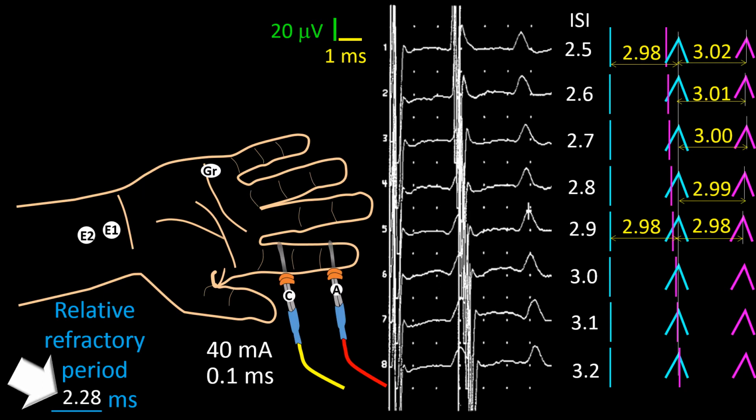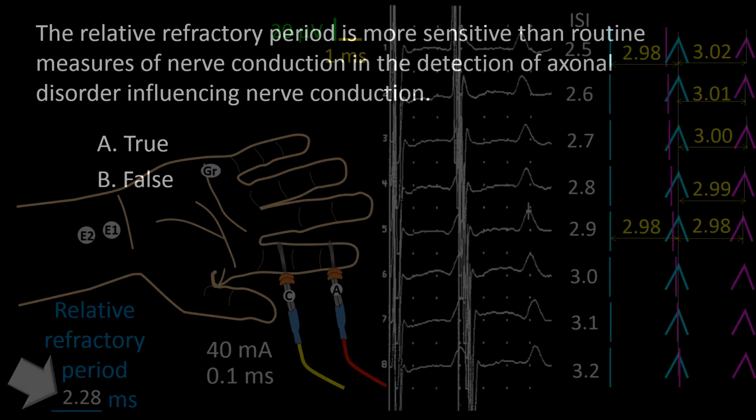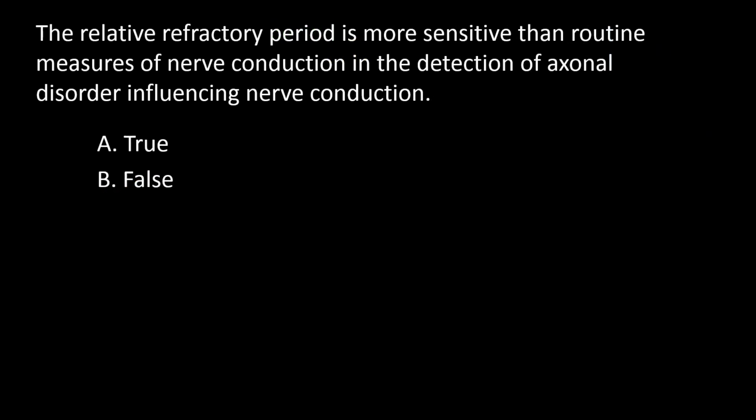Some authors believe that the first indication of neuropathy is detected by this test, that is, by demonstrating evidence of prolonged relative refractory period earlier than by doing regular nerve conduction studies. So the answer to this question is A.